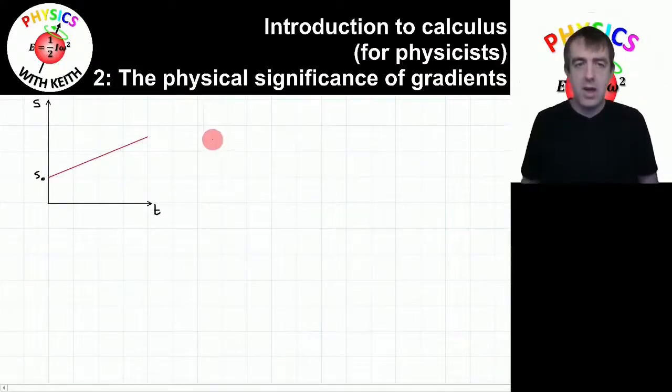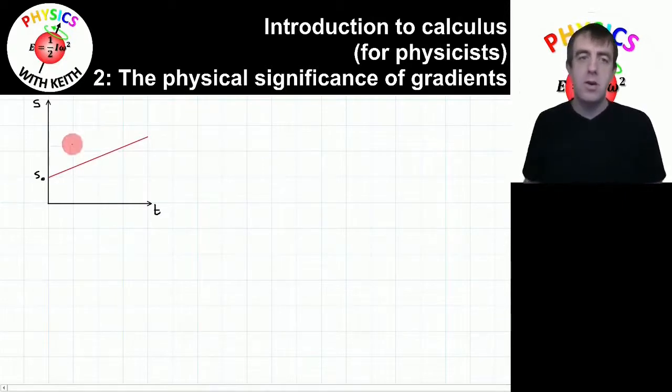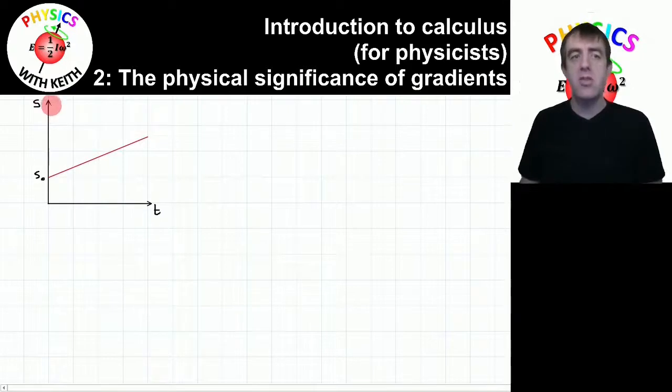In this video, we are going to look at particular cases where the gradient of certain functions has some physical significance. Now we'll start with this example here, which we met last time. If I were to perform some sort of experiment and measure the displacement of a body every so many seconds and plot it on a graph, I might get a graph that looks like this.